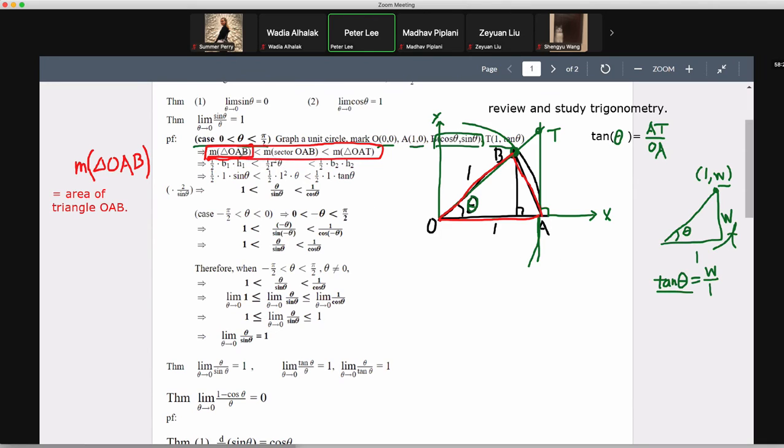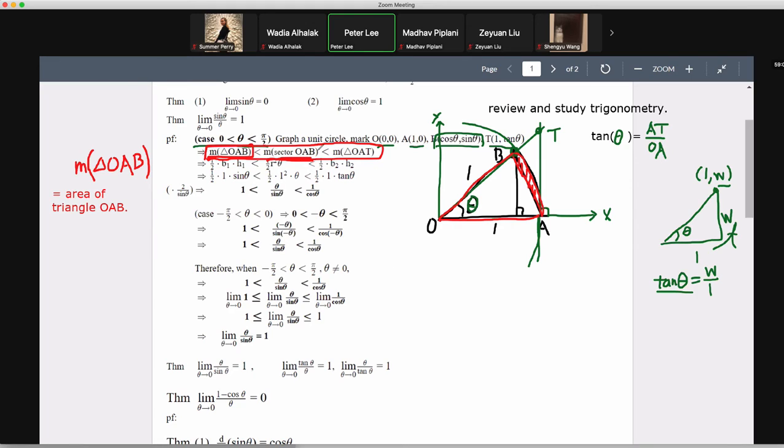It says the area of the triangle OAB is less than the area of the sector OAB. Now what is that? The sector OAB is this guy now. It includes this part, the part which is sticking out. If you have that tiny area there, then that is the area of the sector OAB. So the first one is the triangle OAB. The second is the sector OAB.